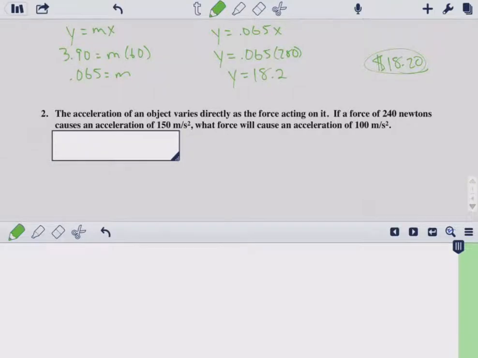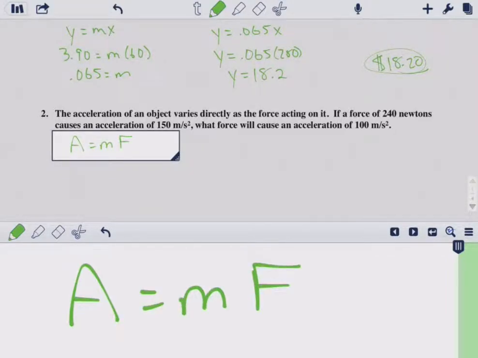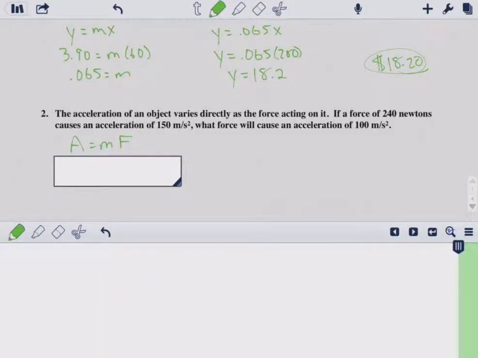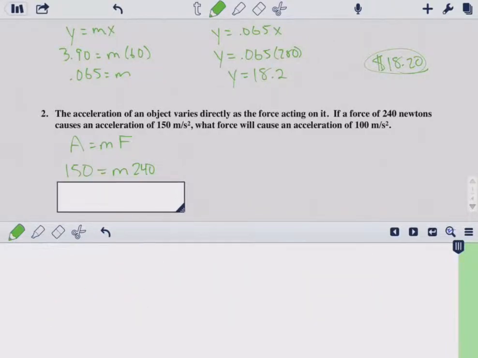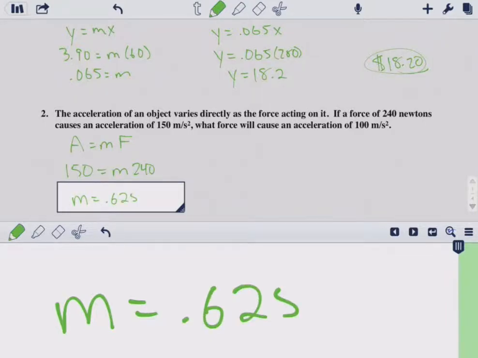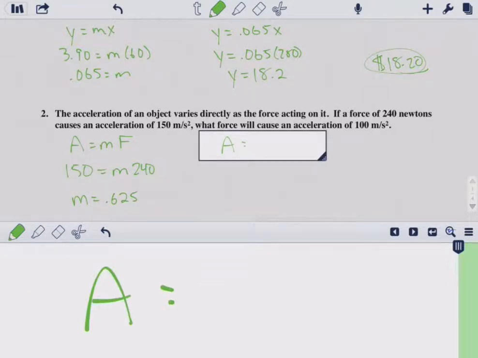Okay, so the next one. The acceleration of an object varies directly as its force. Acceleration is mass, or your constant m, times force. So if a force of 240 newtons causes an acceleration of 150, we need to find m. So m in this case is equal to 150 divided by 240, which is equal to 0.625. So we have A is equal to 0.625 times F.